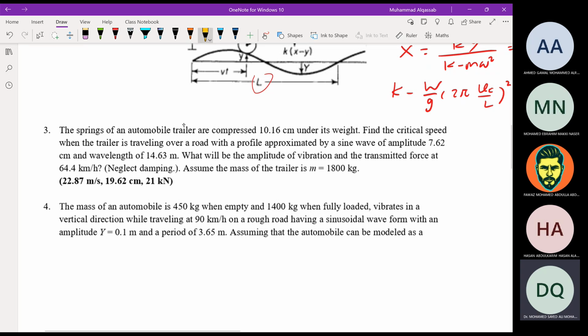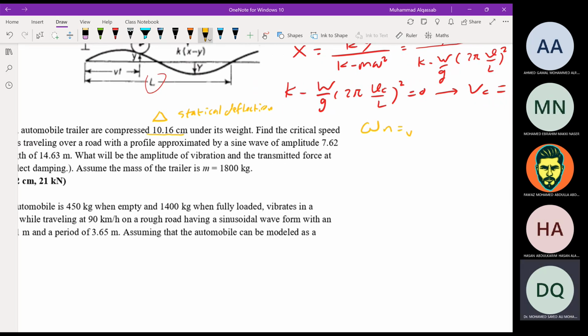Tell me, what is the use of the 10.16 centimeter? What can we do with this value? The springs of an automobile trailer are compressed 10.16 centimeter under its weight, so this is the statical deflection. And from the statical deflection, you can determine the natural frequency, right? So we have omega n equals square root of g over delta. Make sure that the units are consistent.